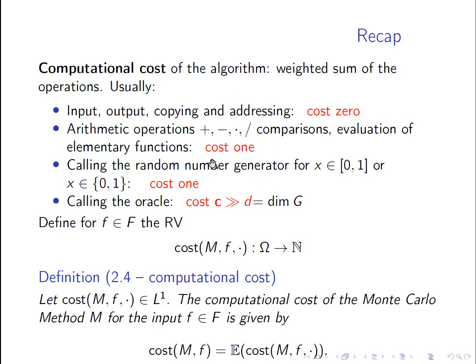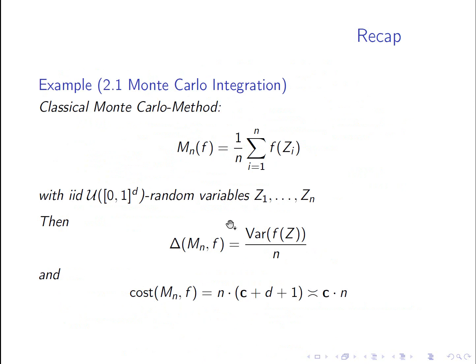Well, if we have this model, we can define a random variable for our Monte Carlo method which measures the cost, because the cost may depend also on random input. Then, coming from this variable, we just average to get the cost of our method. For classical Monte Carlo, we don't need to average because the cost of this method is deterministic. It's not a random variable. The method itself is random, but not its cost.